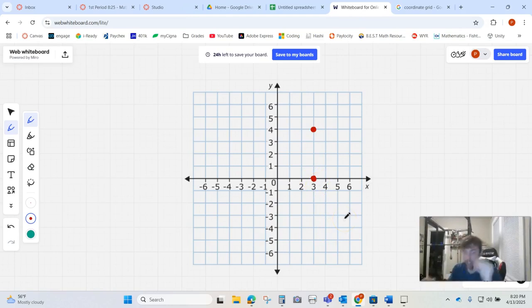Excellent! Yes, they are 4 apart, 4 units apart. 1, 2, 3, 4. They are 4 units apart. Good. Ooh, you're getting good at this. Okay. How about this and this down here? How far apart are these 2 points? What is the distance between these 2 points on the graph?